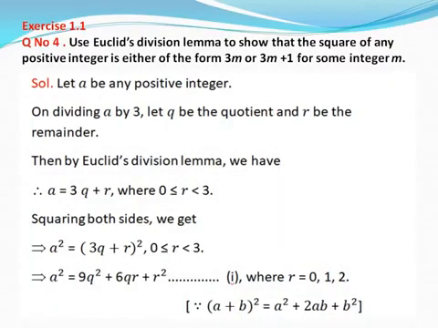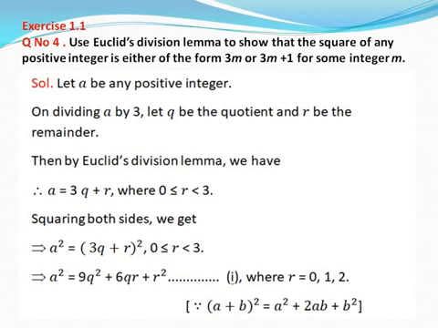I am going to discuss exercise 1.1. Question number 4. Use Euclid's division lemma to show that the square of any positive integer is either of the form 3m or 3m plus 1 for some integer m.